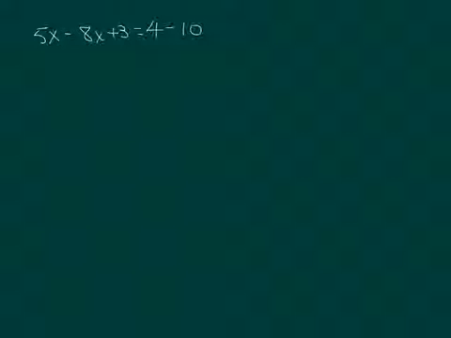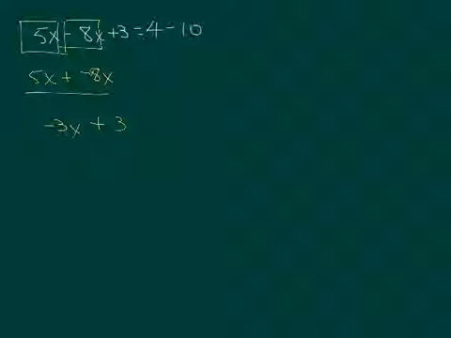And first of all, we combine our like terms. Anything that we can combine here, we do that before we do anything. So I can combine these two because they have the same variable and the same exponent. So 5x plus -8x. Signs are different. Take the difference between the two, put the sign of the biggest number on the answer, and we'll leave the plus 3. Then we have 4 minus 10. Again, I'm going to change that to plus negative. Take the difference between the two, sign of the biggest number on there. So now we have -3x plus 3, didn't do anything to the left, equals -6.